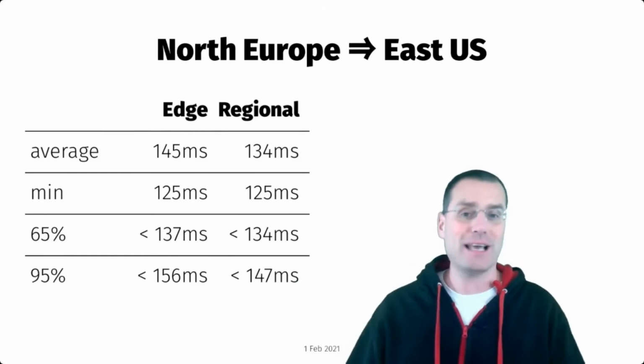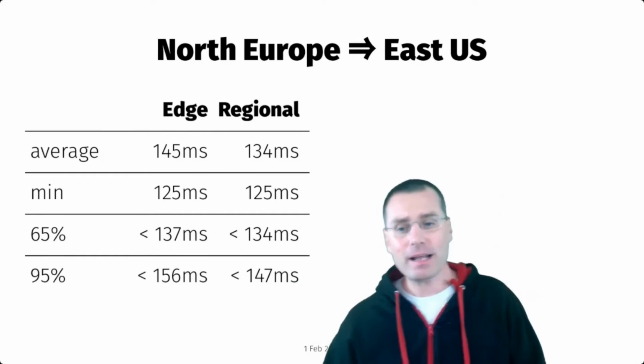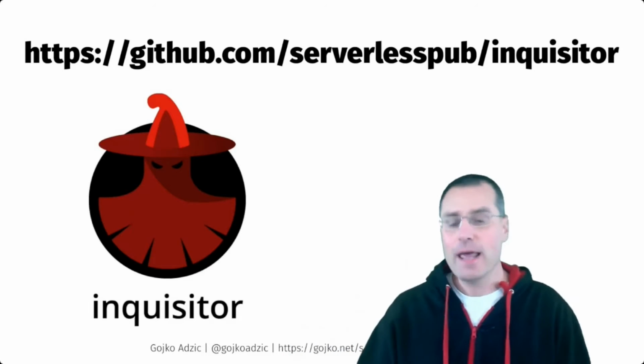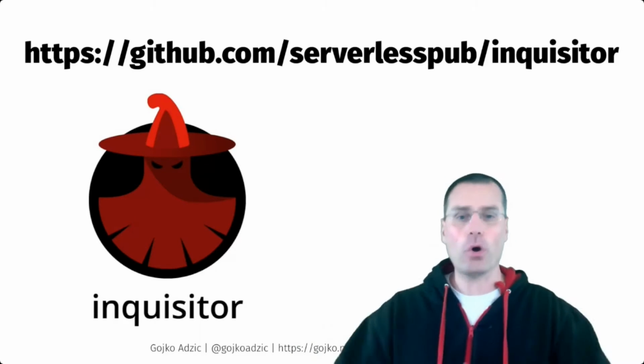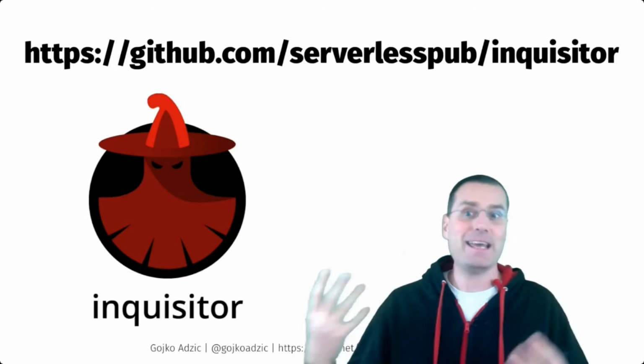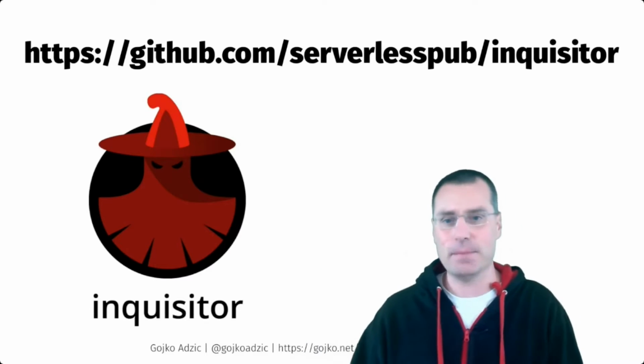and test yourself. If you want to run tests like this, by the way, I've open sourced a tool called Inquisitor that allows you to very easily deploy lots of different combinations of functions to different regions and test them very easily to get these numbers out.